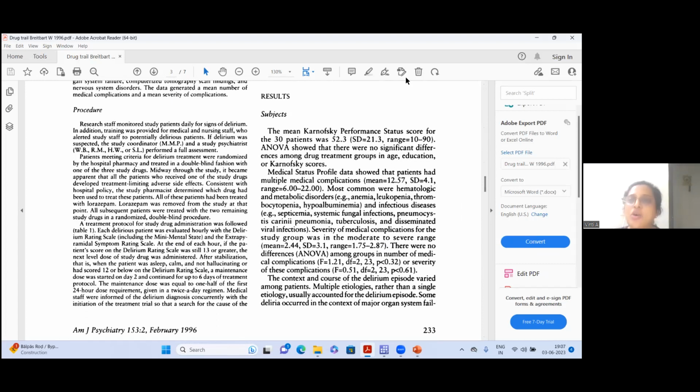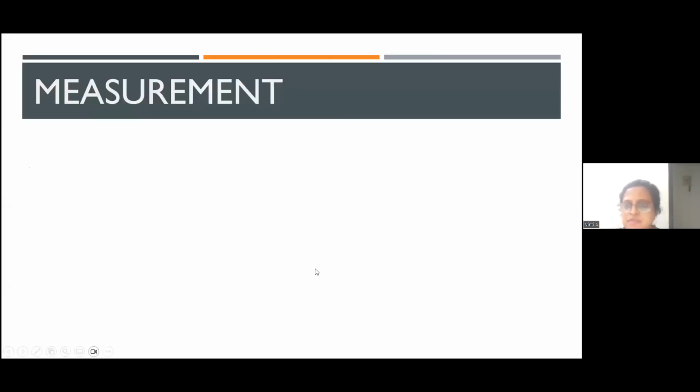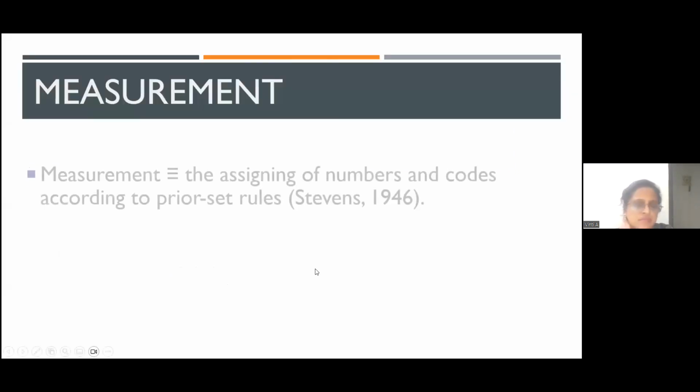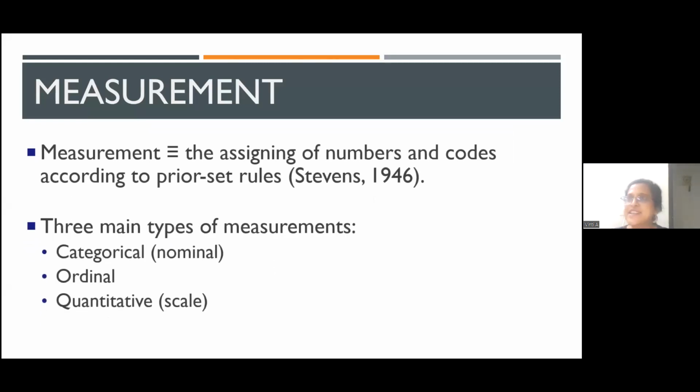Now I will come on to the measurement part of it. Has anybody gone through this paper, or has anybody read through this paper? Anybody tried to read this paper? No. Okay.